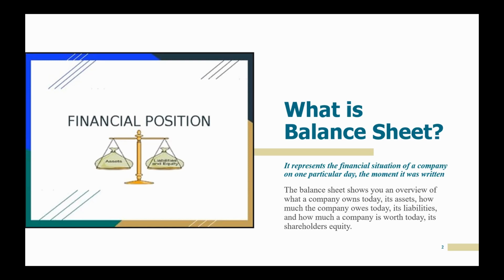So it shows you an overview of what a company owns today. Basically, those are assets. How much the company owes today in terms of its liabilities, and how much a company is worth today, which means assets minus liabilities is equal to your shareholders' equity.